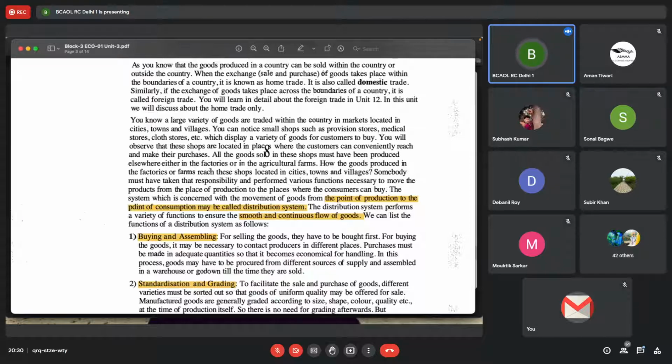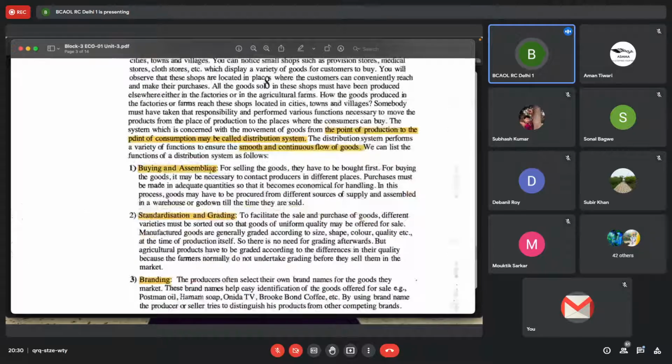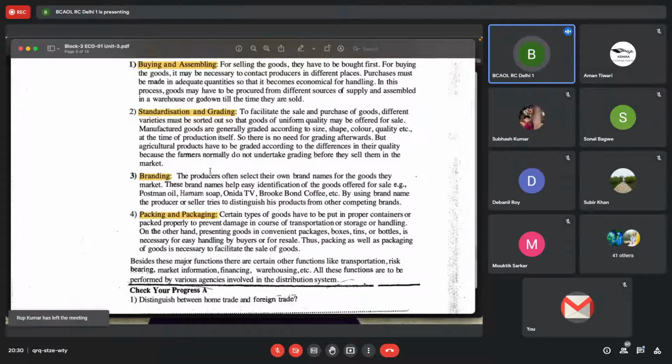Basically, we'll be discussing these as well as your trade channels. So, what is a trade channel? What is a distribution system? It is nothing but the route that you take, the movement of goods from the point of production to the point of consumption. You just need to make these products available. That is what the distribution channel is doing.